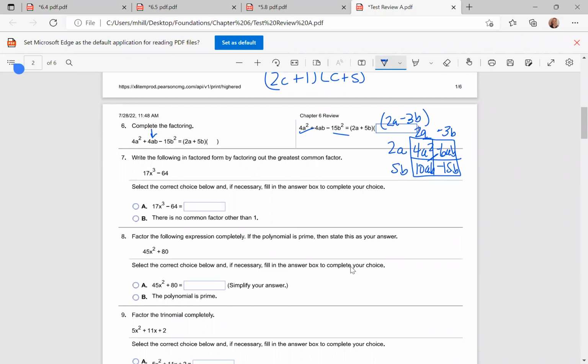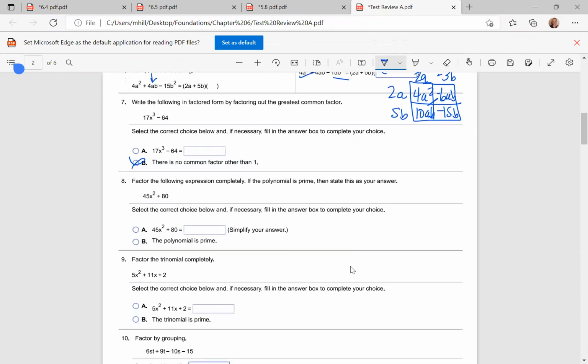Okay. It says write the following in factored form by factoring out the greatest factor. Okay, so we want to see if 17 and 64 have anything in common. And 17 is a prime number. 17 won't go into 64. And so on this problem, we can't factor anything out. There's not x's in both terms, so there's no common factor other than 1. 17 won't go into 64 an even amount of times.